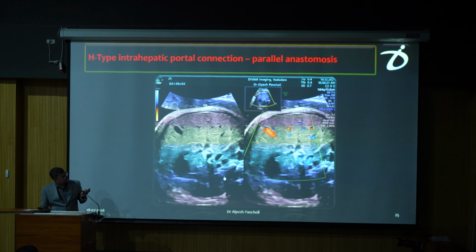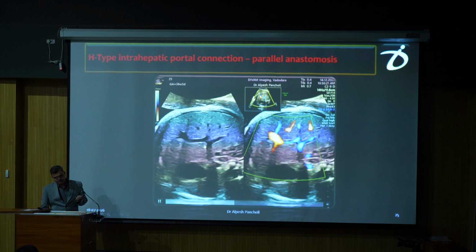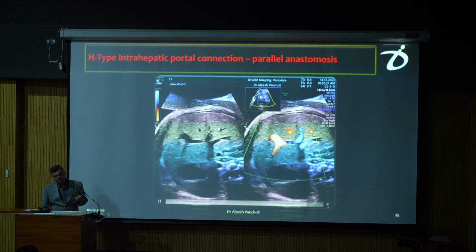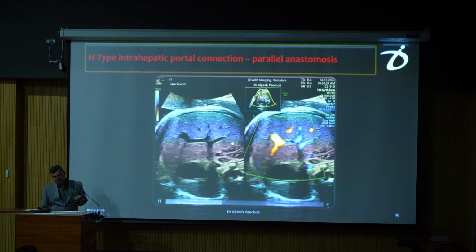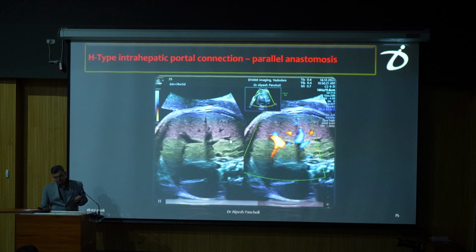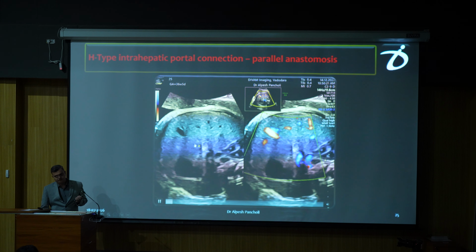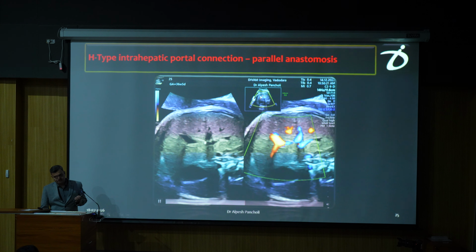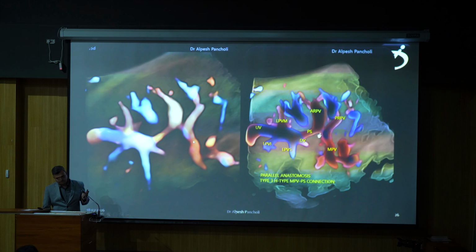So this is an example of H type connection, that is also known as type 3. So we have the portal sinus, which is continuing as the anterior right portal vein, and the main portal vein is continuing as the posterior right portal vein. There is no right portal vein, and there is a small connection between these two parallel venous outflow channels, that is the H. So this is H type. So this is nothing but a normal variation.